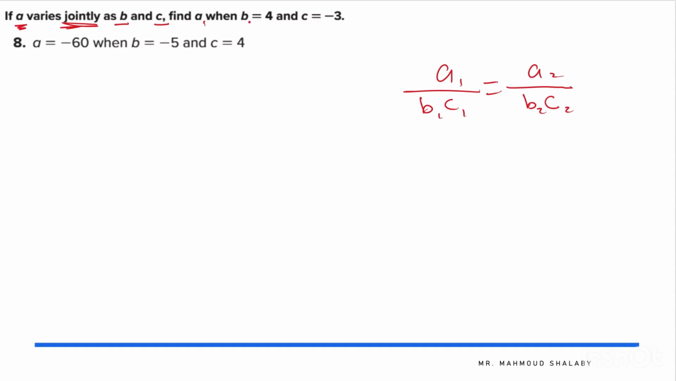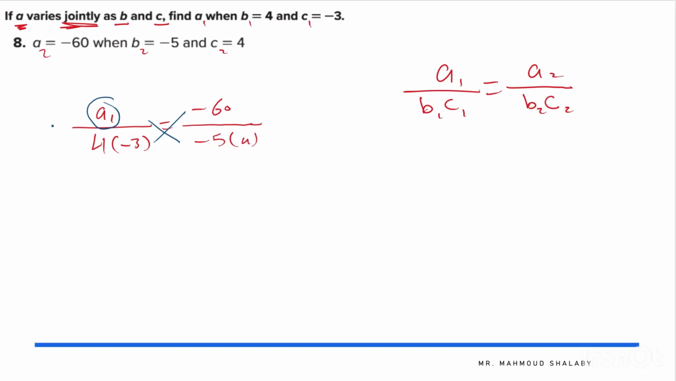So find A1 when B equals 4, C equals -3. These are the first three values. The second three values are here. Then I will just substitute using this equation here. A1 is not given, so every time in this question he will ask about A1. B1 is 4 multiplied by -3, and A2 here is -60. B2 is -5, and C2 equals 4. Then I will do a cross multiplication.